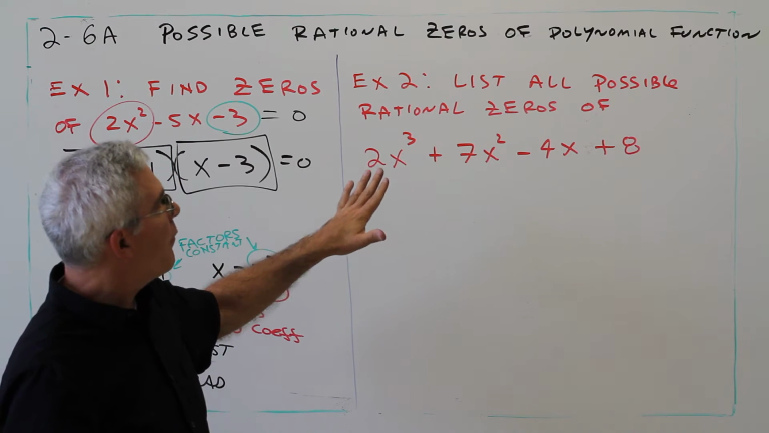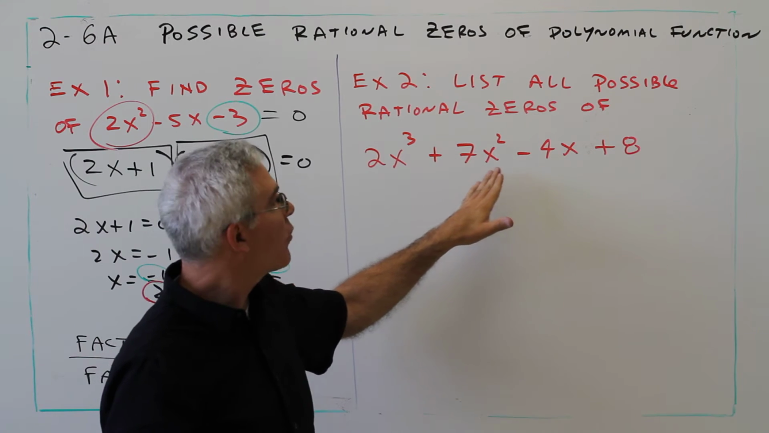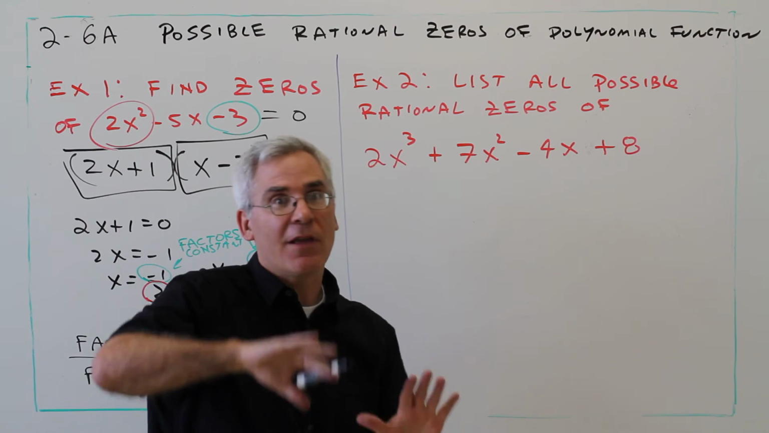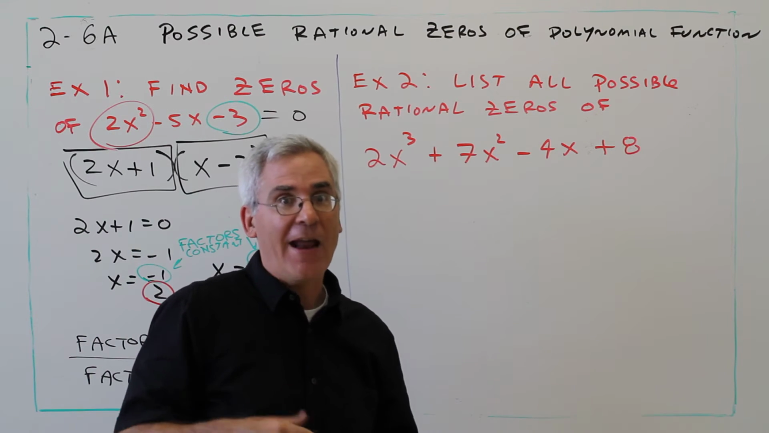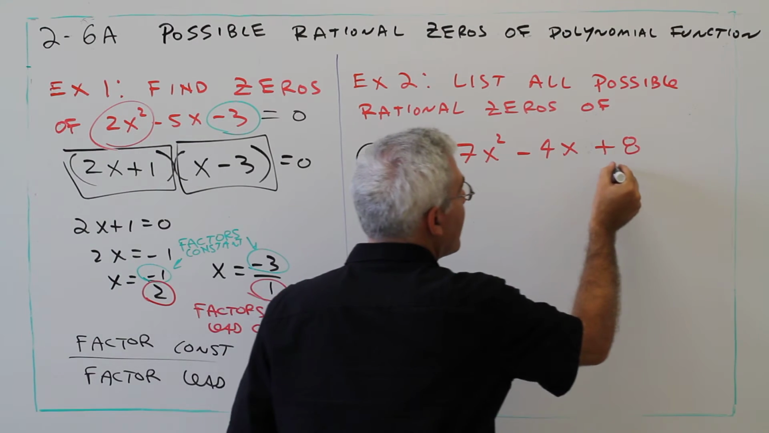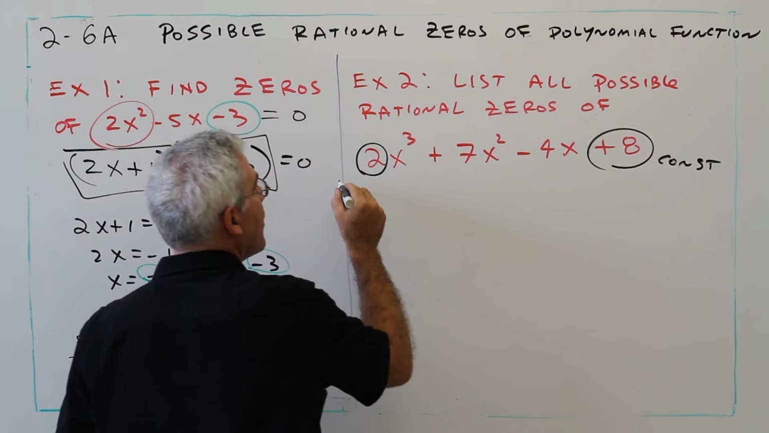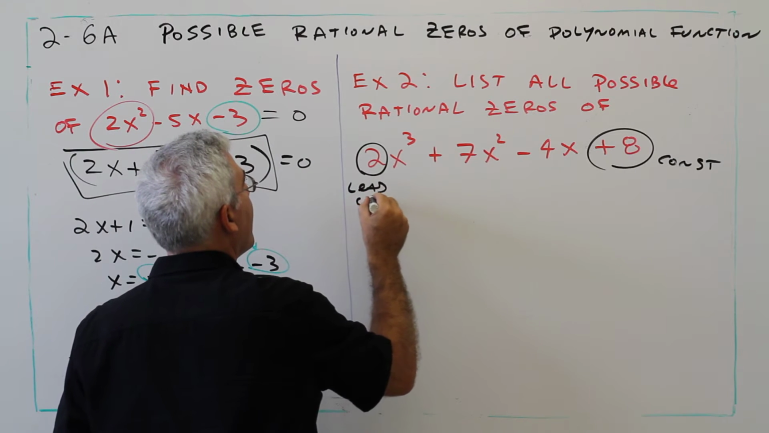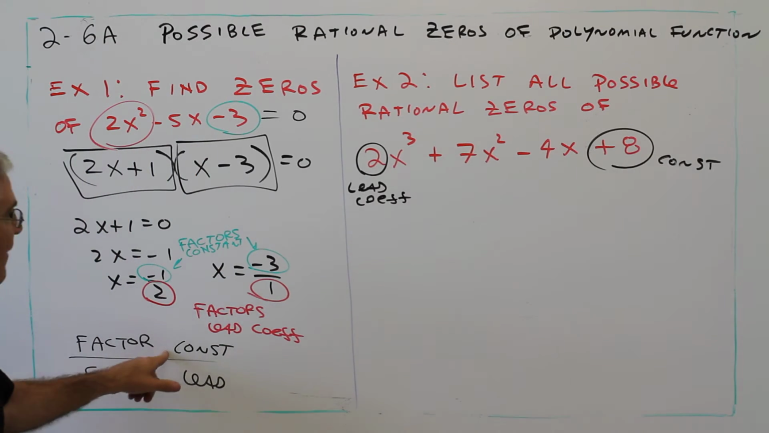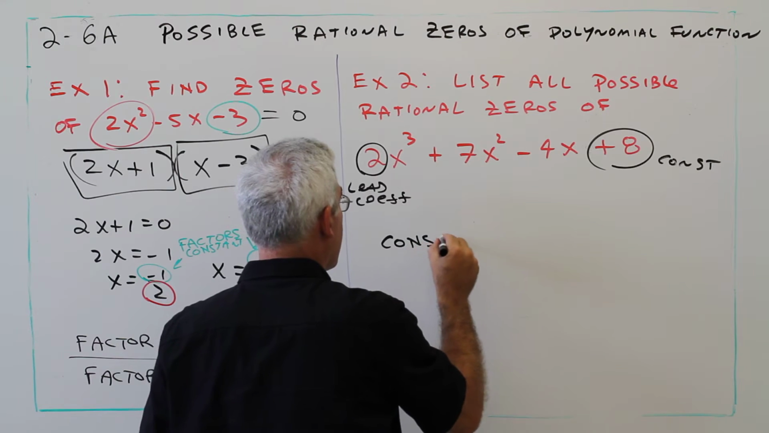Just make a list of all the possible rational zeros of 2x cubed plus 7x squared minus 4x plus 8. We don't have to actually find them, we just want to make a list, and later on we'll find techniques to find the actual zeros. Okay, I'm only concerned about the constant term and the lead coefficient. All right, so let's write the factors of the constant.